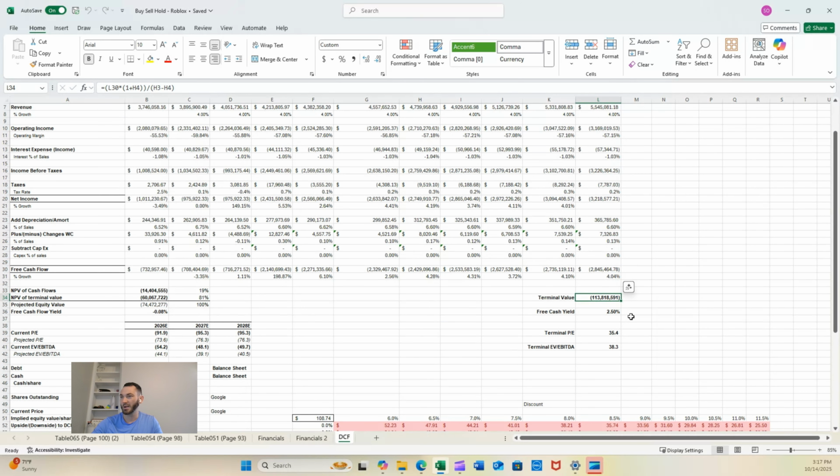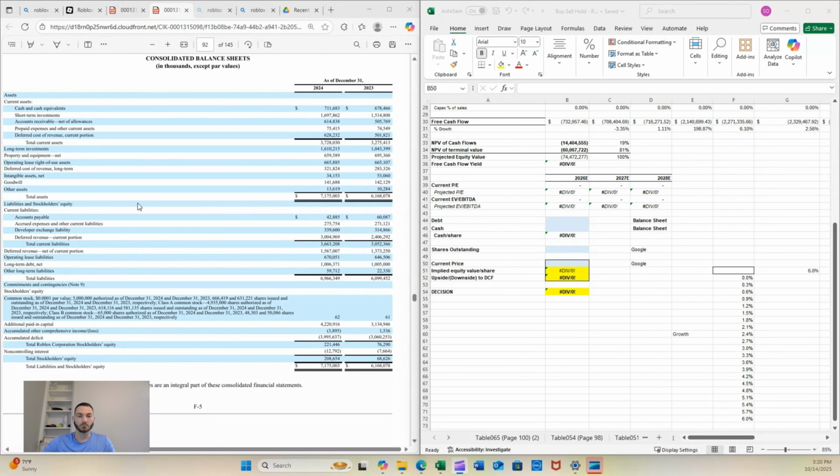ultimately leading to a negative terminal value, negative free cash flow, negative projected equity. So overall, the financials aren't indicating that this is looking too great, but of course, there are going to be other factors besides just the financials, so we can discuss those as well.